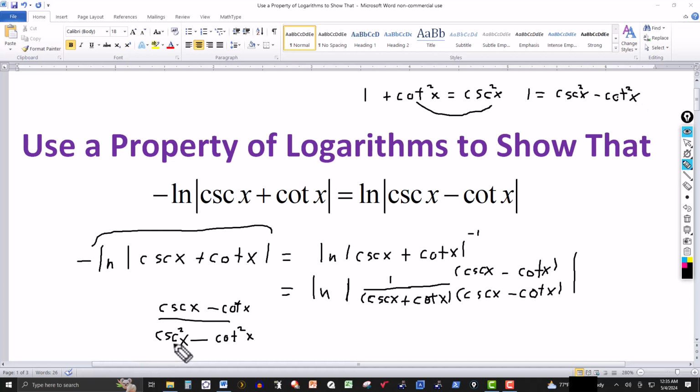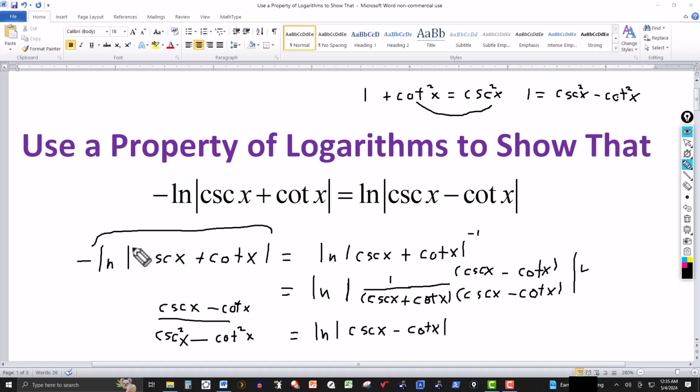So in other words, this cosecant squared of x minus cotangent squared of x is just a 1. So this is just cosecant of x minus cotangent of x divided by 1, which is just that. So what we're saying here then is that this operation right here simplifies to natural log of cosecant of x minus cotangent of x.